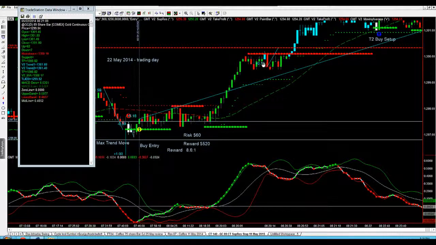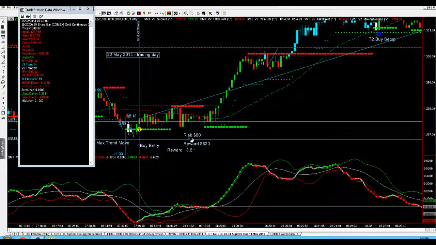This one doesn't obviously play out in our favour, but as I go through these trade setups you'll see that we start to put together the entire strategy as far as the buy and sell setups and the T2 buy and T2 sell setups. We're going to track price and our profit and loss on this day, the 22nd of May 2014 is our trading day, and in the next videos I'm going to run you through exactly what happened.